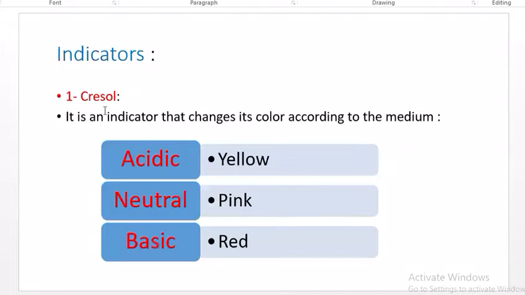Indicators. Cresol. It is an indicator that changes its color according to the medium. In acidic medium, cresol becomes yellow. In a neutral medium, cresol becomes pink. In basic medium, cresol becomes red.